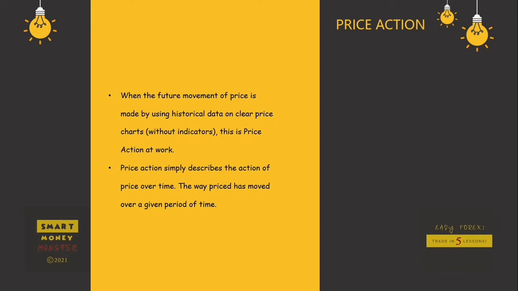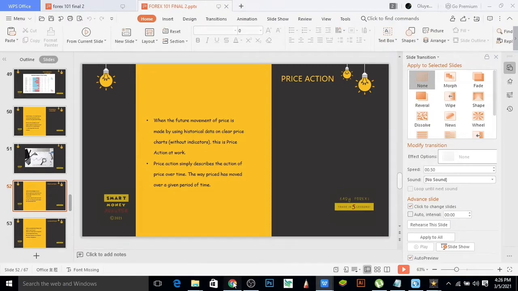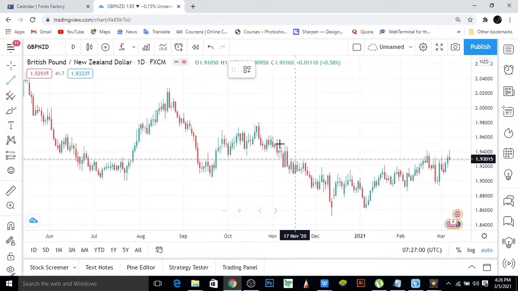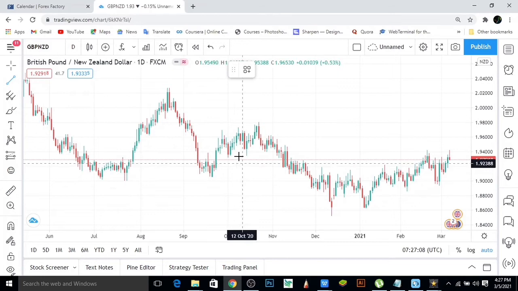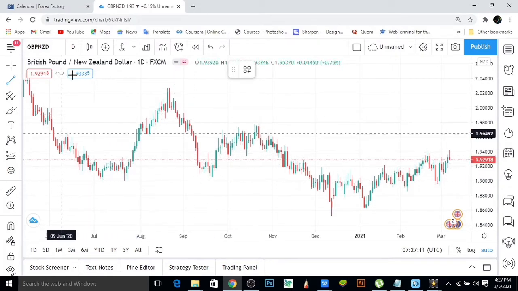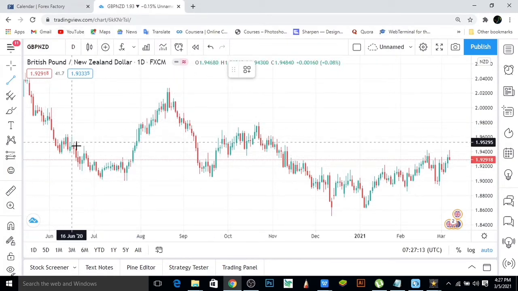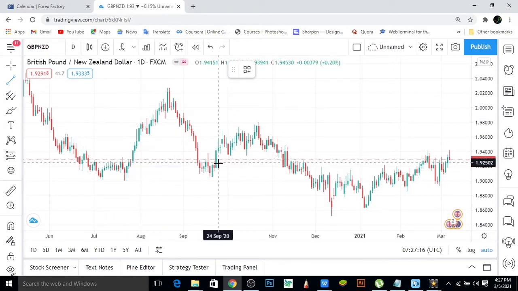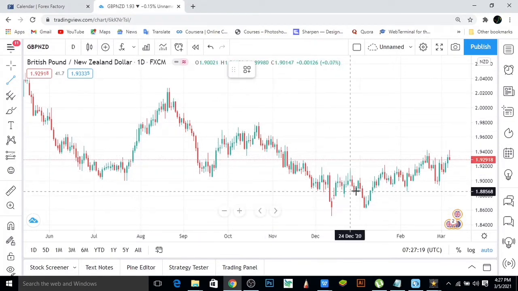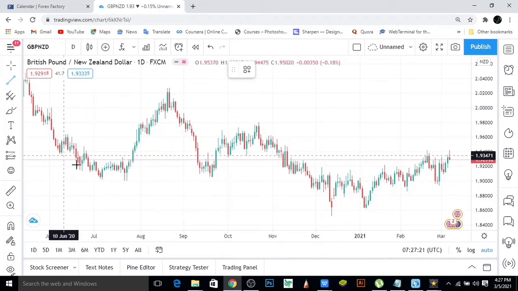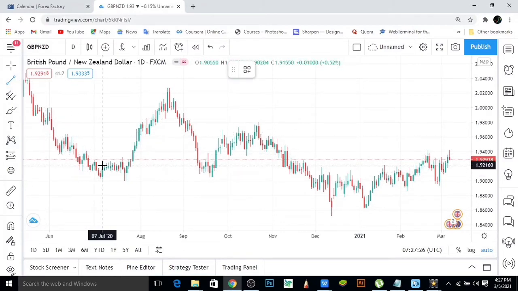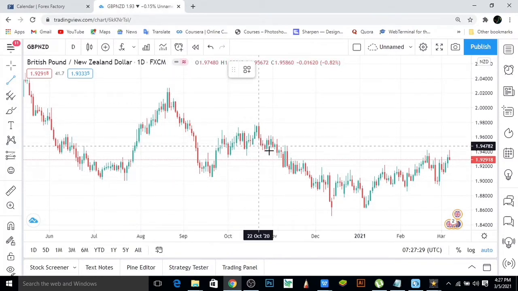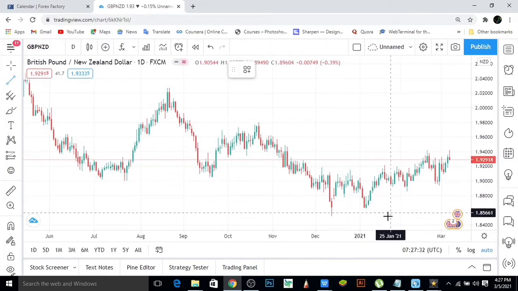Now let's go to a chart. Let me show you this. This is a chart of pound kiwi. All these things you see here are called candlesticks. Each of them is a candlestick. You can see some are green, some are red. And you can see price is going down, going up, down, up, down, up, and so on and so forth.